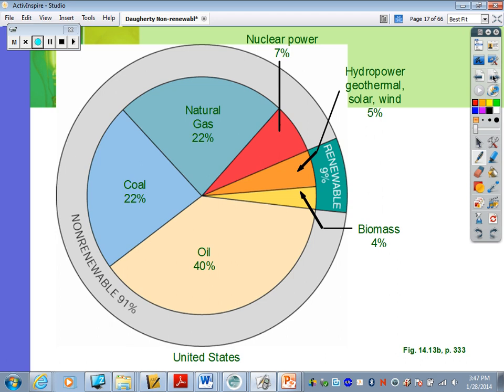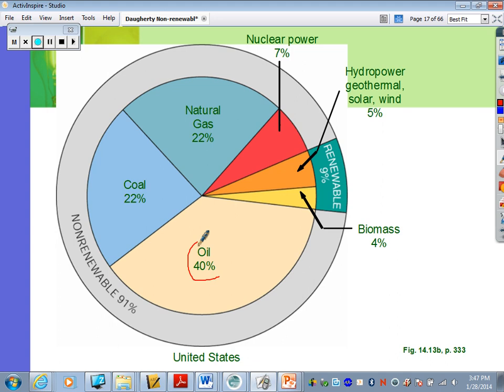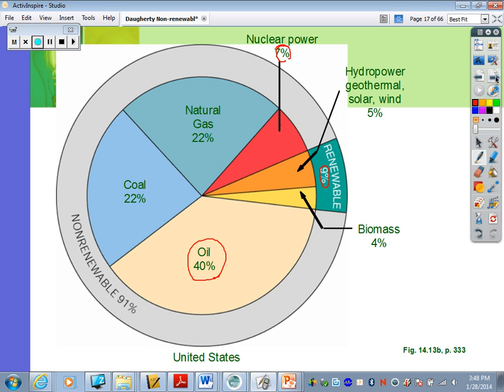And then if we look at just the U.S., whoa, we are obsessed with oil. We use a lot of oil, so 40% oil for us. Again, tied in second place for coal and natural gas. Our renewables, we're only using 9% in our country of renewables, and then nuclear power is at about 7%. So again, U.S., we're just obsessed with oil, and 91% non-renewables, so not very much renewable going on.